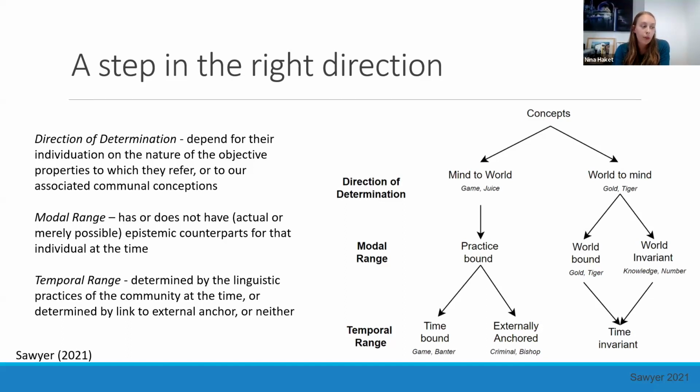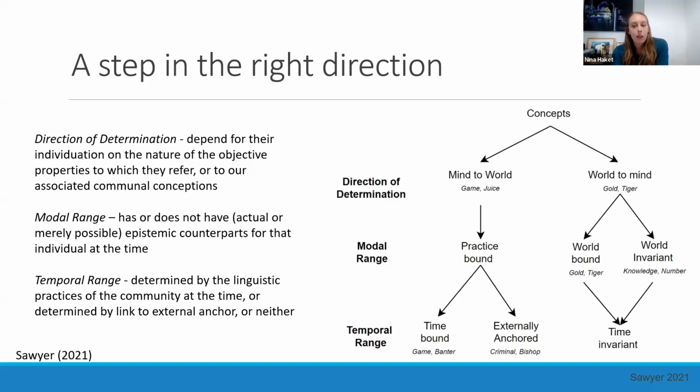And the final layer that she puts forward is temporal range, where all world to mind concepts are time invariant because they're not bound to our linguistic practices or our conceptions, and so don't change over time as our language changes, whereas time-bound and externally anchored ones do. So time-bound concepts are determined by contemporaneous communal conceptions, such as what a game is or what juice is, varies per generation, per community, per time. Or they can be externally anchored, so where they're anchored by a set of institutionalized practices, such as criminal, bishop, or marriage. I've gone through this rather quickly, but a lot of the aspects that I'm introducing here will also come back up again in the framework that I'm presenting, so don't worry if something's a bit vague, hopefully it'll clear up a bit later on.